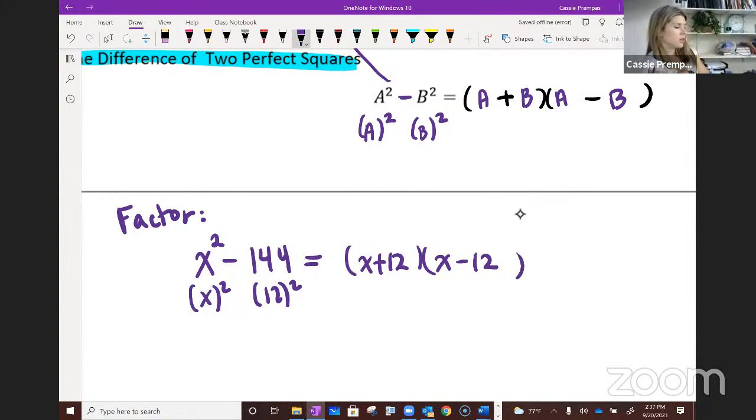All right, guys. 13 would be like 169. Oh, I said 196. That's 14, right? 14 is 196. Yes, you're right. Okay, so you should factor down into x plus 12 times x minus 12.